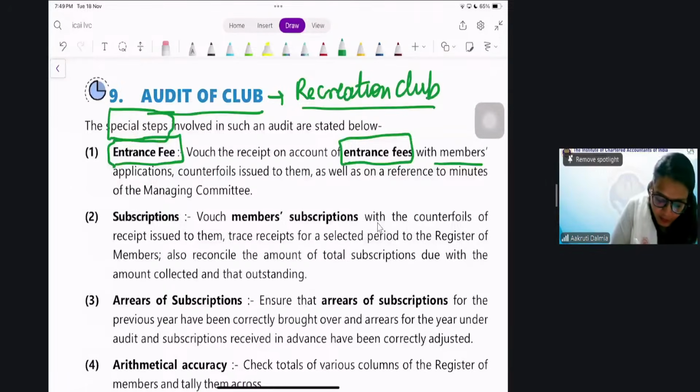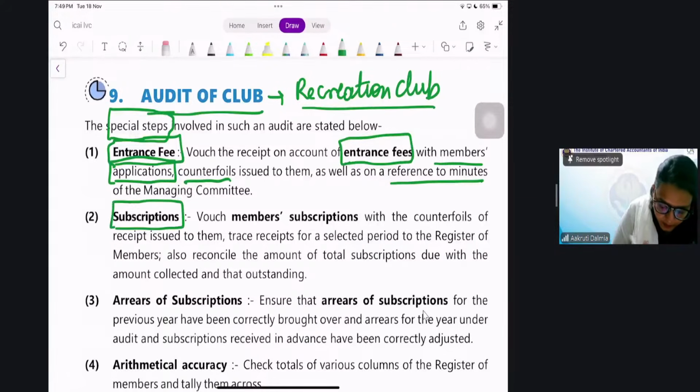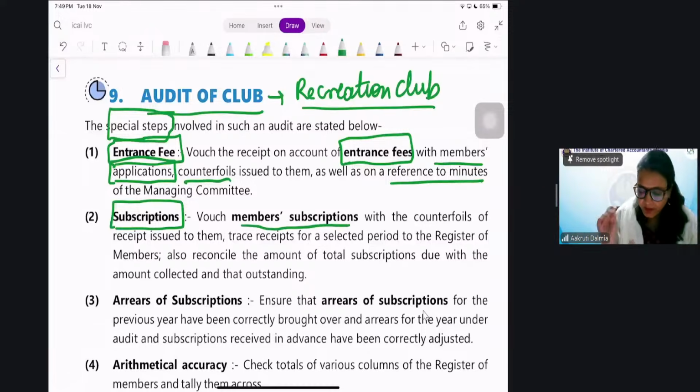Members give applications, that why you should make me a member of your club. So that entrance fee is there, counterfoil should be there, and reference to minutes that the managing committee have accepted them as a member. So for that, reference to minutes should be there. Then subscriptions. So usually members have subscriptions in the club, that I am subscribed to the tennis club, I am subscribed to the bridge membership club. So within the club also, the members can pay subscription fees for different types of services. So there's a swimming pool, so I'm paying an additional subscription for the swimming pool.